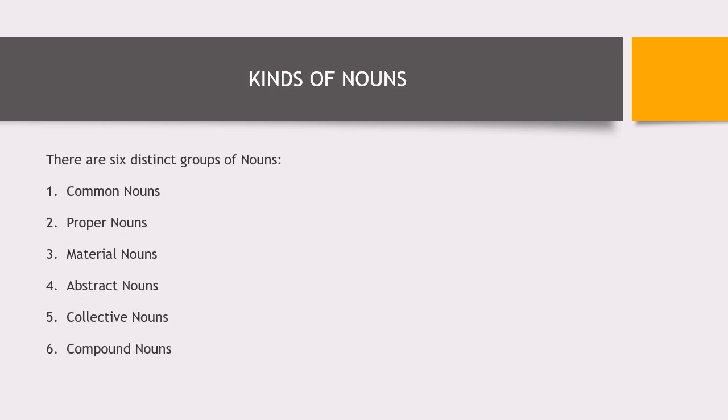Kinds of nouns. There are 6 distinct groups of nouns. They are common nouns, proper nouns, material nouns, abstract nouns, collective nouns, compound nouns.